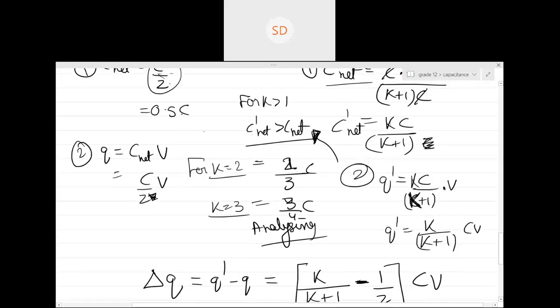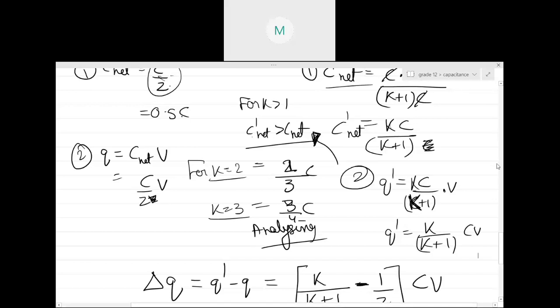Ishita is waiting in the lobby. How? Write it as Q (K minus 1) by (K plus 1) here. Because Q initial was CV by 2. Okay. Any doubt, guys? First question, first part, so clear?